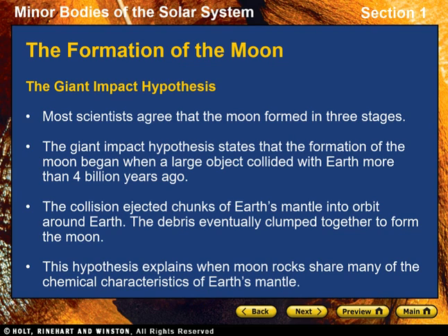The giant impact hypothesis. Most scientists think that the moon's development began when a large object collided with Earth more than 4 billion years ago. This giant impact hypothesis states that a Mars-sized body struck Earth early in the history of the solar system. Before the impact, Earth was molten or heated to an almost liquid state. The collision ejected chunks of Earth's mantle into orbit around Earth.